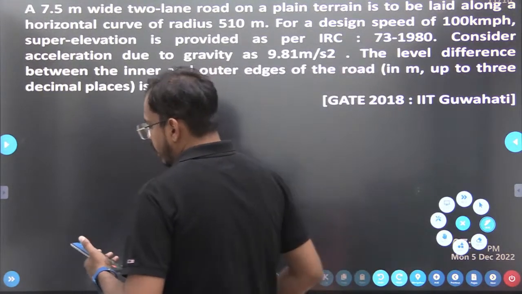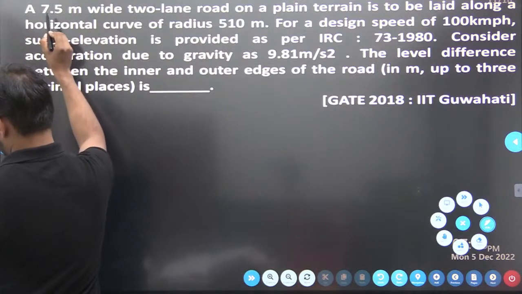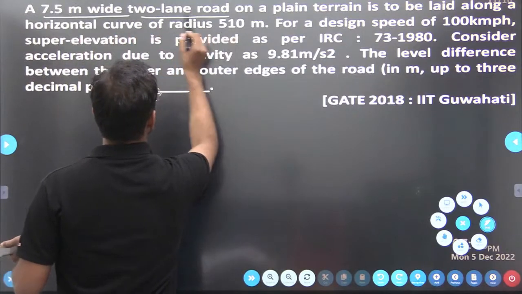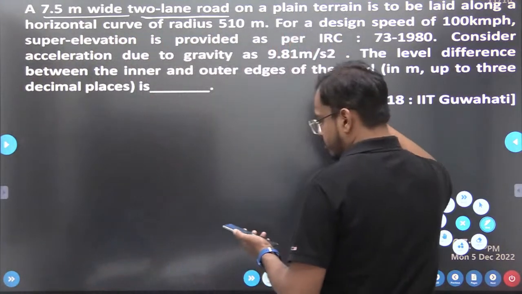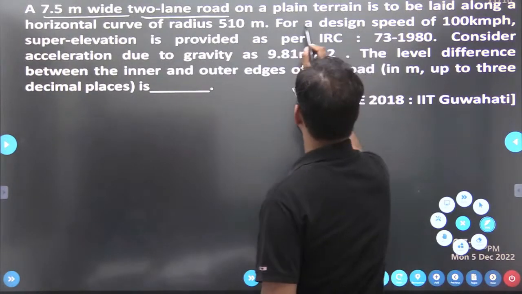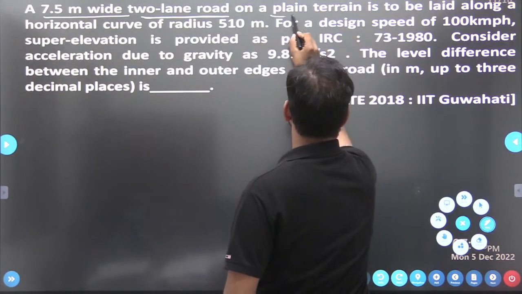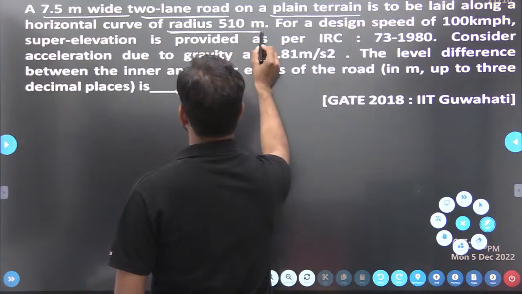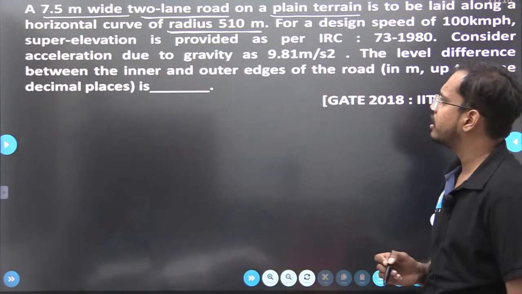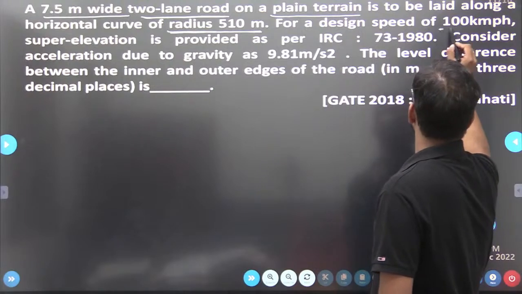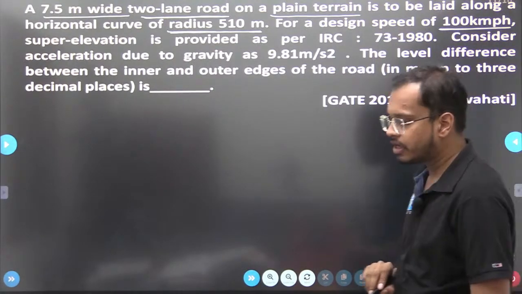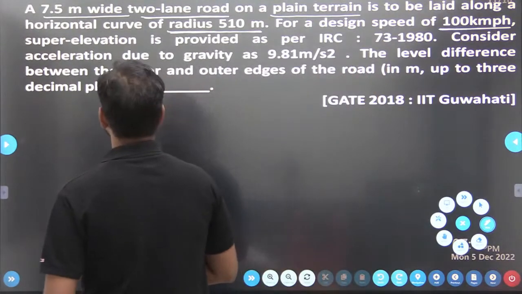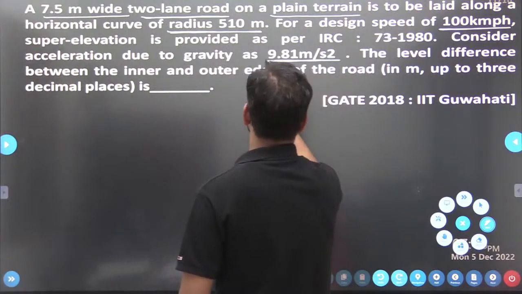So the problem is: a 7.5 meter wide two lane road on a plain terrain is to be laid along a horizontal curve of radius 510 meter, for a design speed of 100 kilometer per hour. Super elevation is provided as per IRC 73-1980. Considering acceleration due to gravity is 9.81 meter per second square.